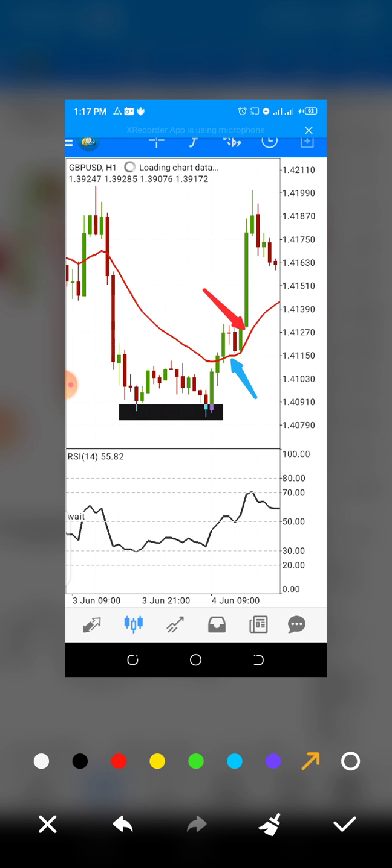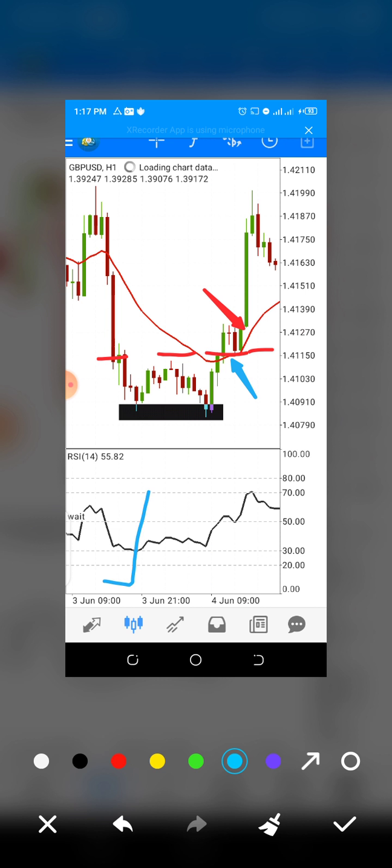Whenever a structure is broken, what you need to look for is, do not just enter the trade. I do not enter the trade immediately it is broken, okay? When it is broken, I wait for a retest of that structure. I wait for the market to undergo a retest, something like this, okay?